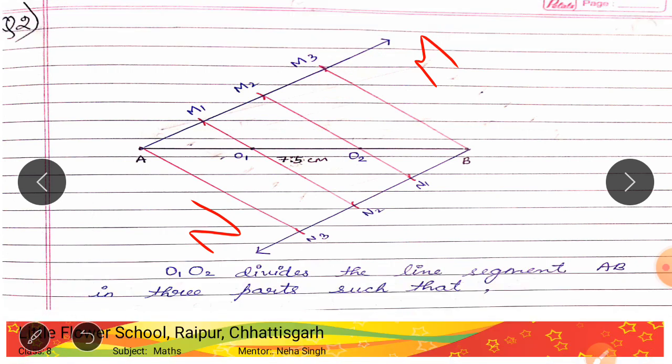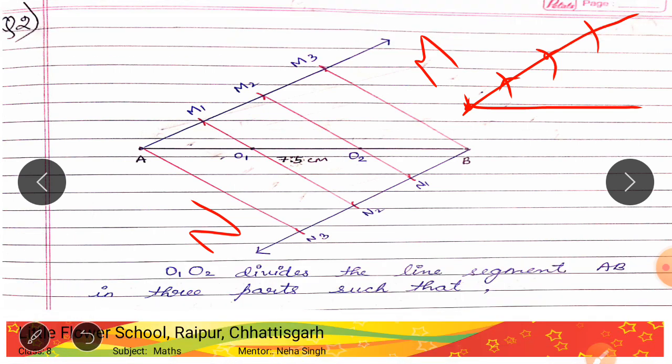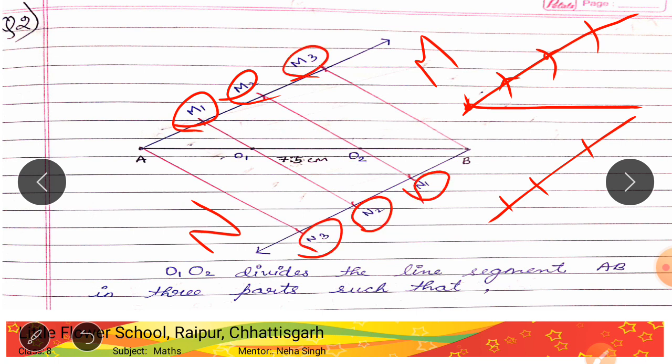See, suppose this is line AB and this is my acute angle. I'll keep the compass at this point, I'll cut an arc. After that I'll keep the compass at this point and I'll cut an arc. I'll keep the compass at this point and I'll cut an arc. So like this 3 arcs you are going to draw here, and down also you are going to draw 3 arcs, right? Measurements should be equal. Now after drawing the arcs, you will name the points M1, M2, M3 and N1, N2, N3.